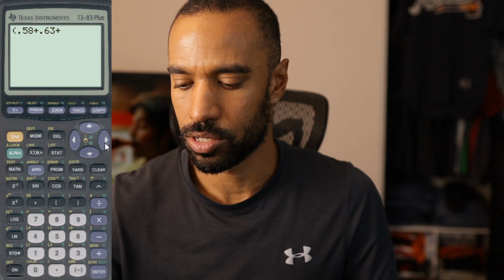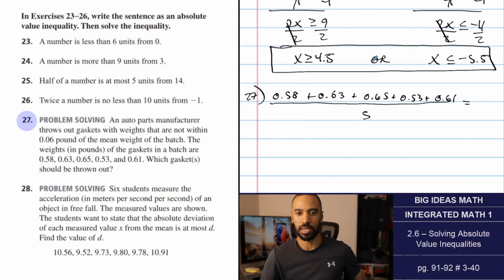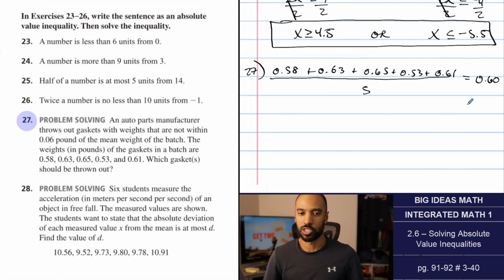Okay, 0.58. Oh, you know what I want? Parentheses here. 0.58 plus 0.63 plus 0.65 plus 0.53 plus 0.61. Divide this by 5, and you get 0.6. Now, 0.6 being the mean value, I'm actually going to write 0.60. The reason for this is because our number we're talking about is 0.06.